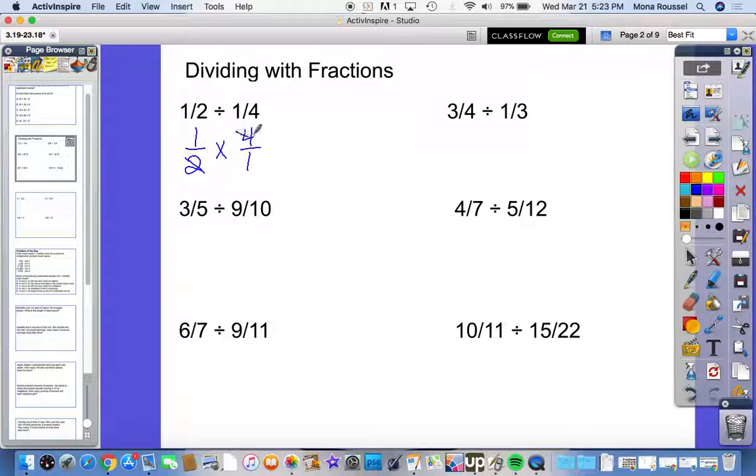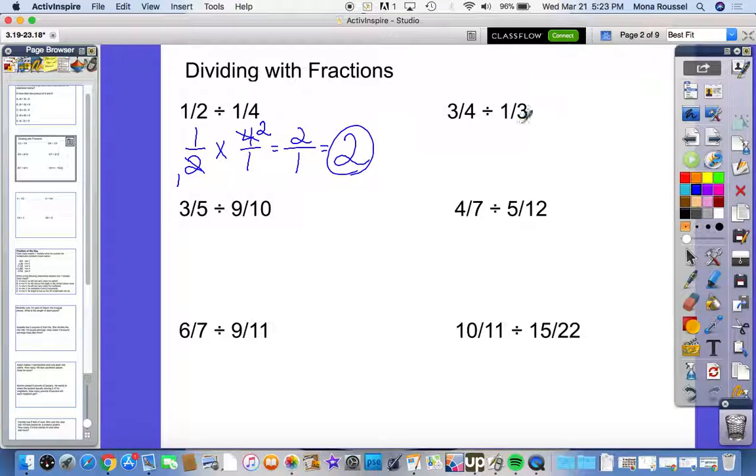Here if we look at 2 and 4, they can both be divided by 2. 2 goes into 2 once, 2 goes into 4 twice. Now we can multiply. 1 times 2 is 2, 1 times 1 is 1. Then we ask the same two questions. Is the fraction improper? Yes. 2/1, you know, would equal 2. And a whole number can't be reduced, so we don't even have to worry about the second question.